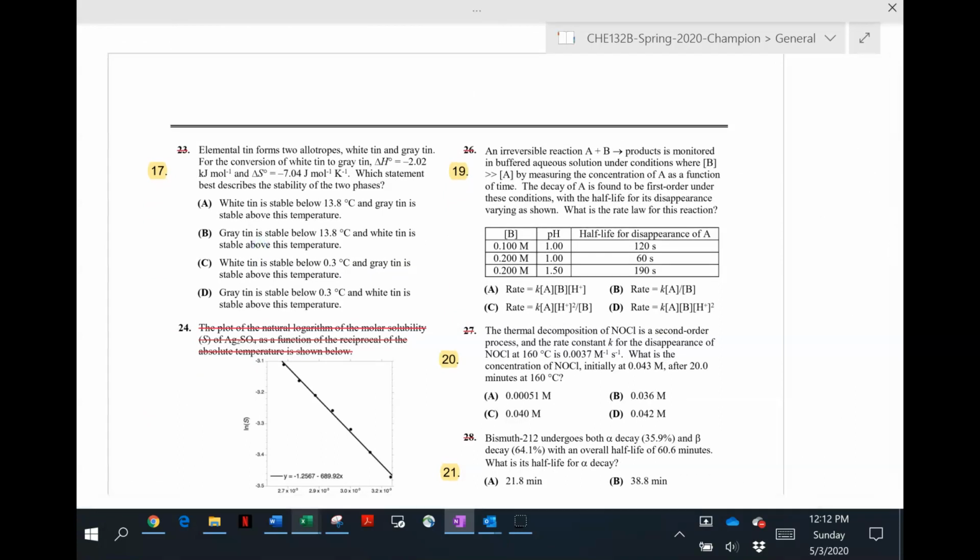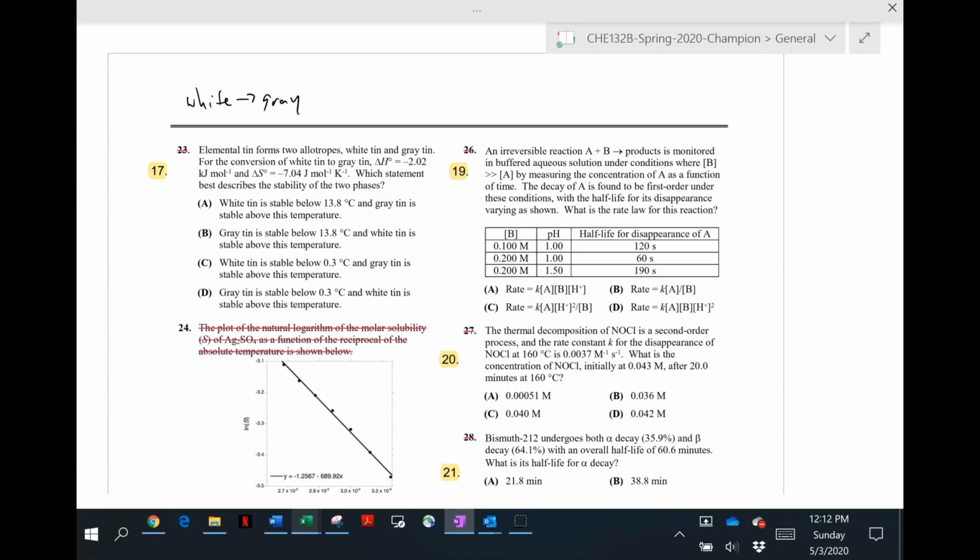Elemental tin forms two allotropes, white tin and gray tin. For the conversion of white tin to gray tin, delta H is negative 2.02 and delta S is negative 7.04. What statement best describes the stability? All right, so white to gray. It's essentially a phase change in tin. It's not going from solid to liquid. It's going from two different versions of solid tin that have different properties.